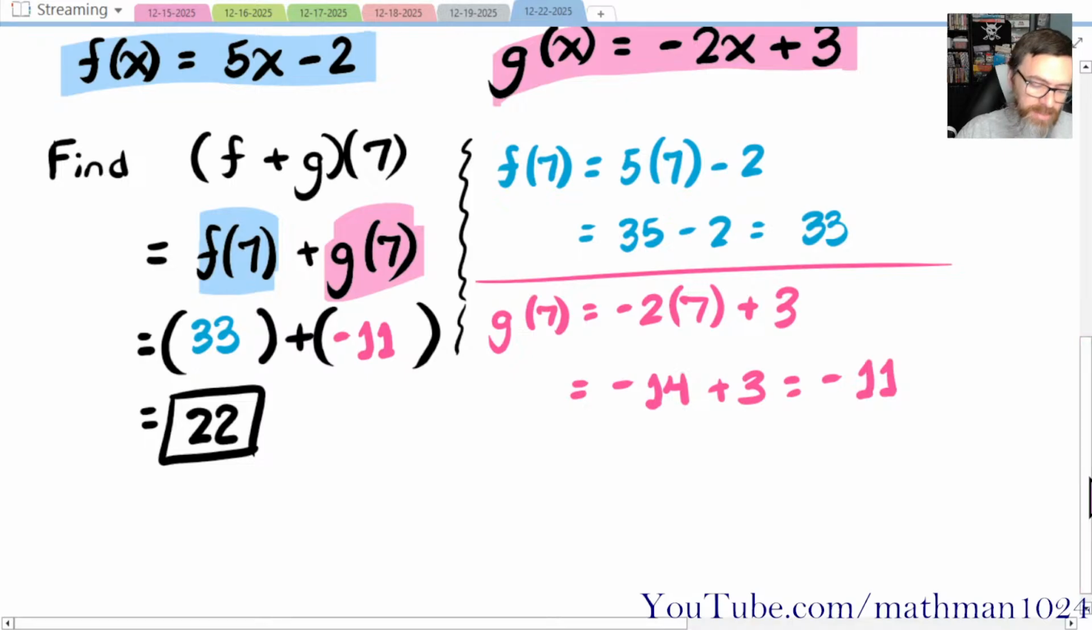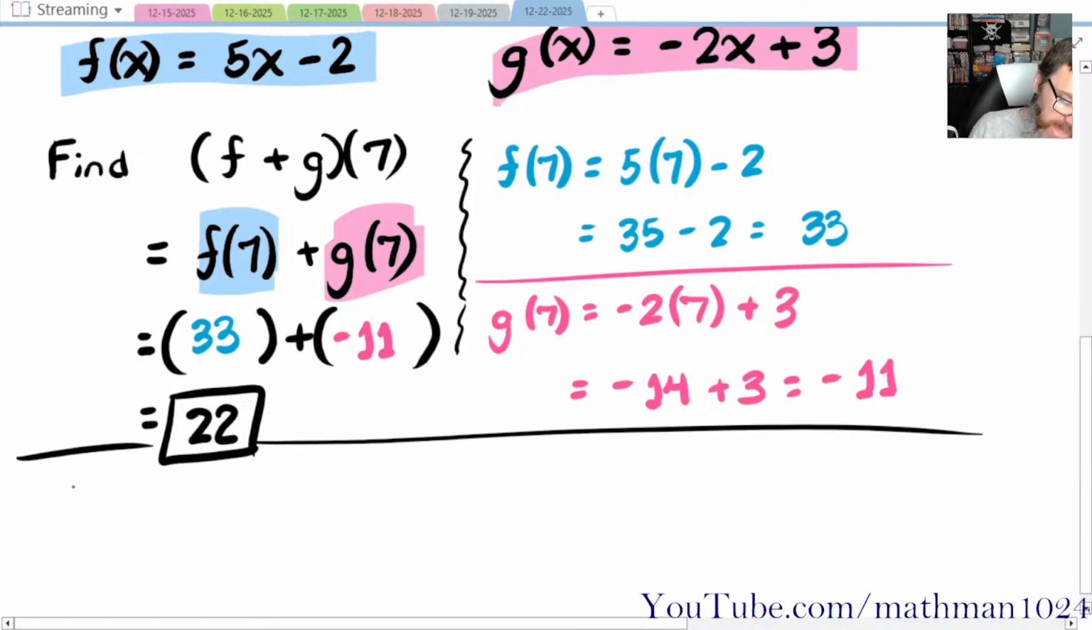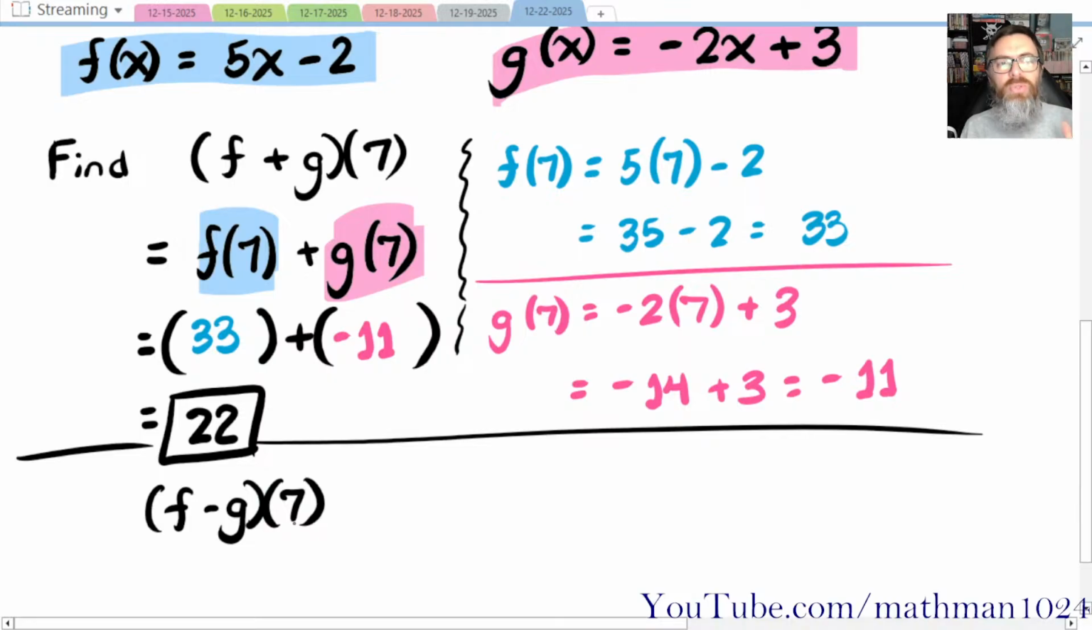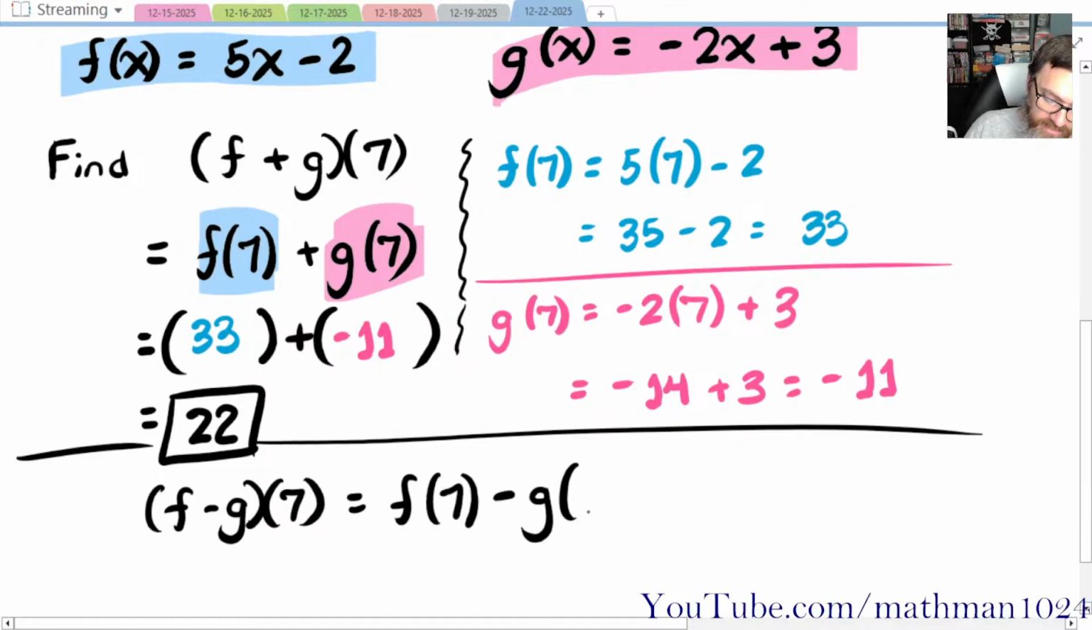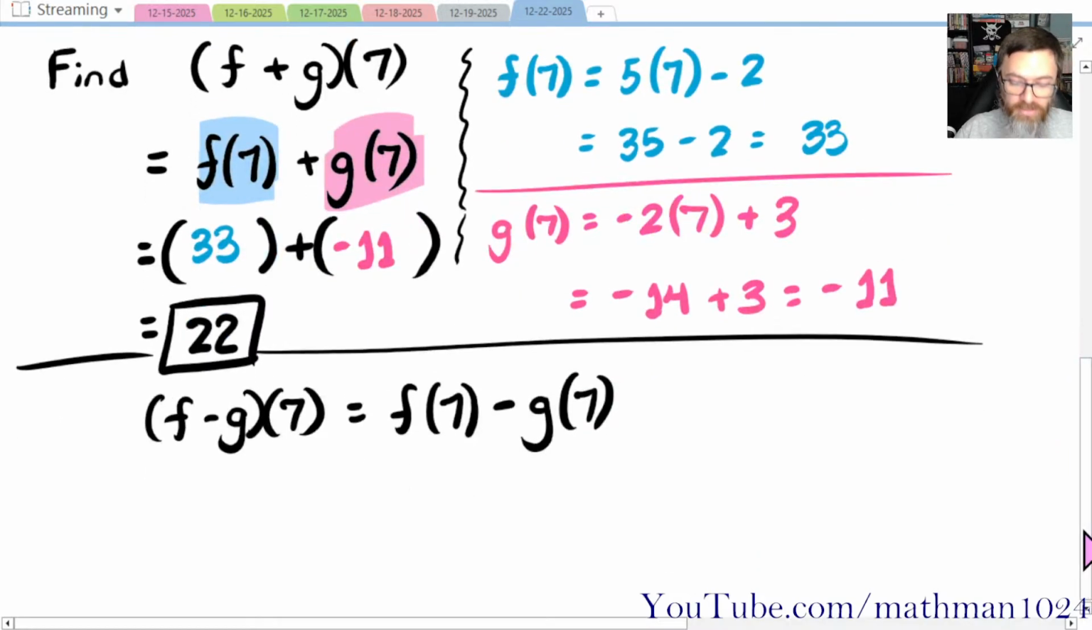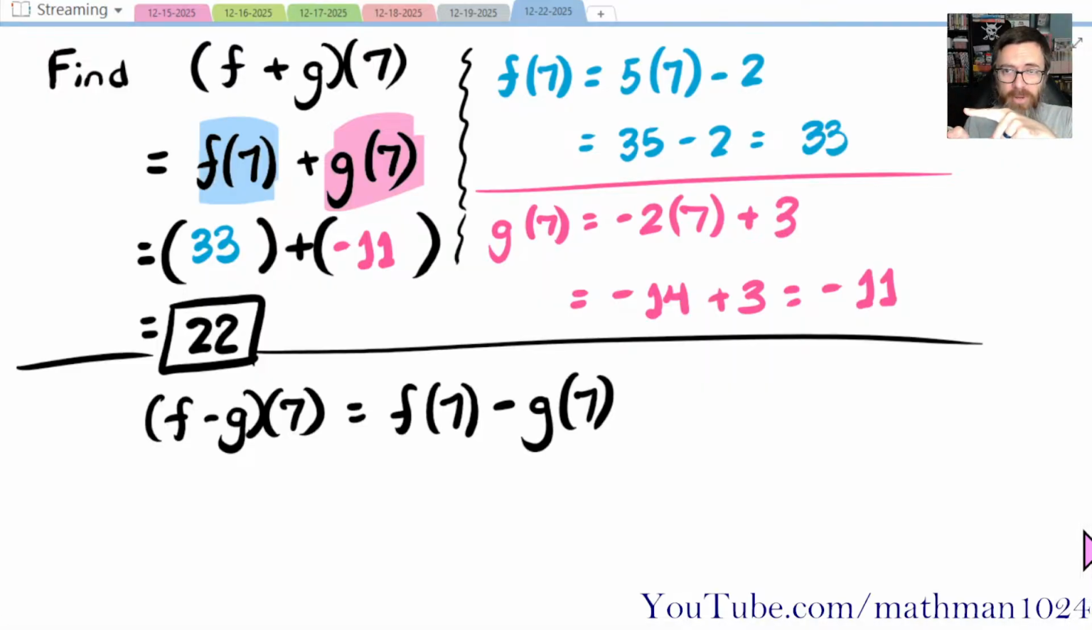If I did something very similar to this, and instead I said, all right, what's f minus g, and let's still do f minus g of 7. So splitting this up means we have f of 7 minus g of 7. Well, I've got some good news for us. We already know what f of 7 and g of 7 are, because we did it over there, right?